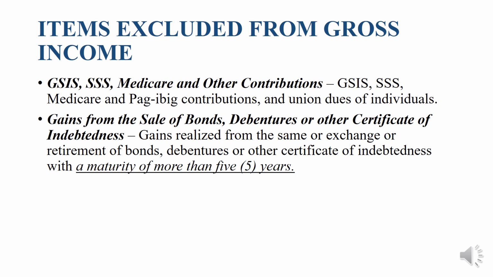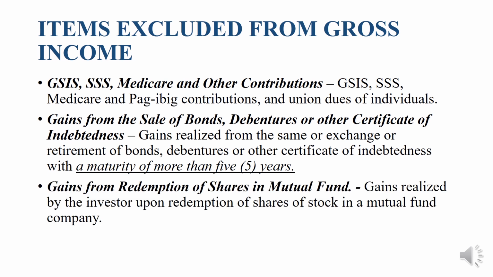We also have gains from the sale of bonds, debentures, or other certificates, provided that this has a maturity of more than 5 years, as what we have discussed in the passive incomes interest. Okay, and gains from the redemption of shares in mutual funds. So gains realized by the investor upon redemption of shares of stock in a mutual fund company are also excluded from the gross income.